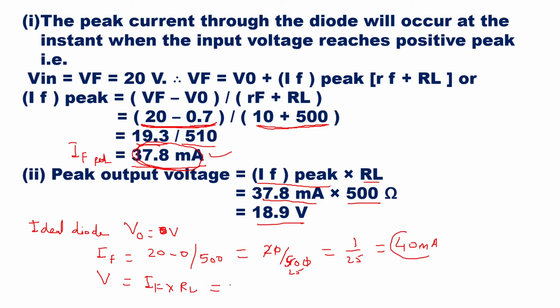So this will be equal to 40 multiplied by 500. Okay. So this will be nothing but 20 volt. So here practically we got 18.9 volt, but here ideally we will get it as 20 volt, and the current was 40 milliamperes. Okay.